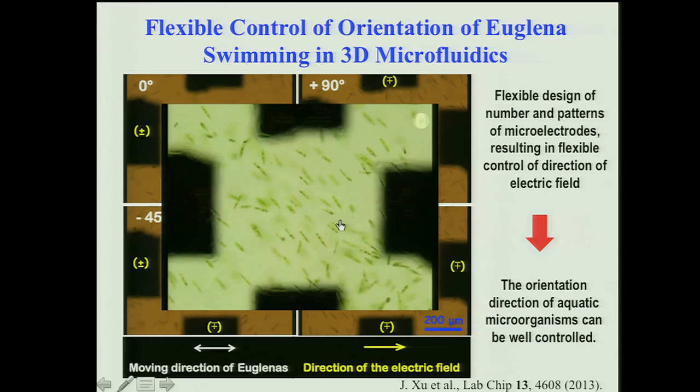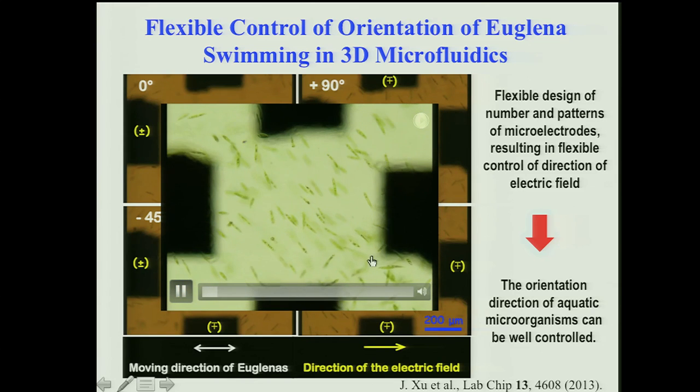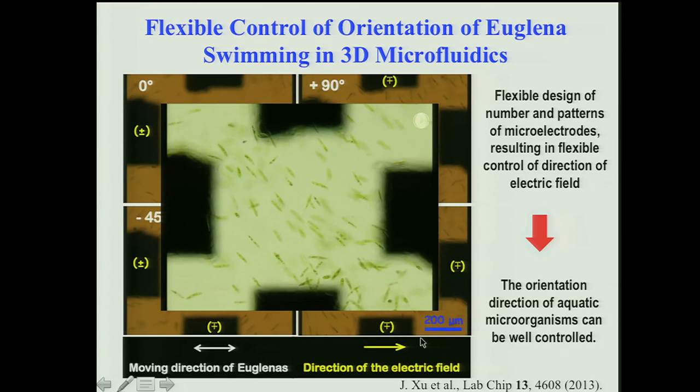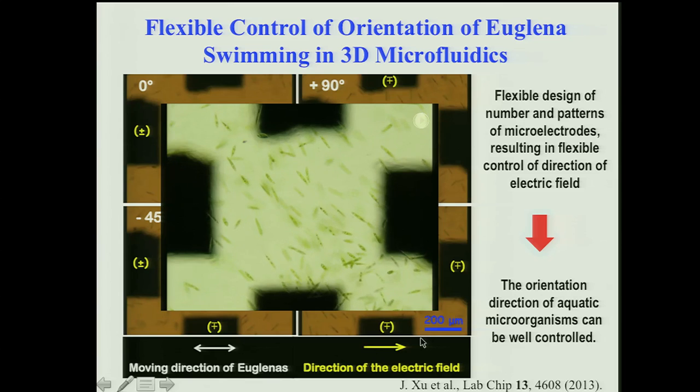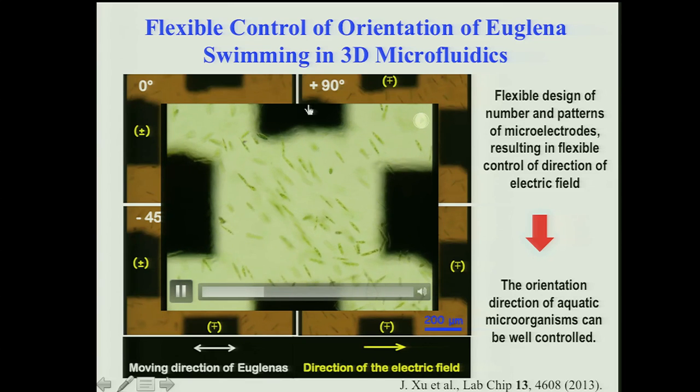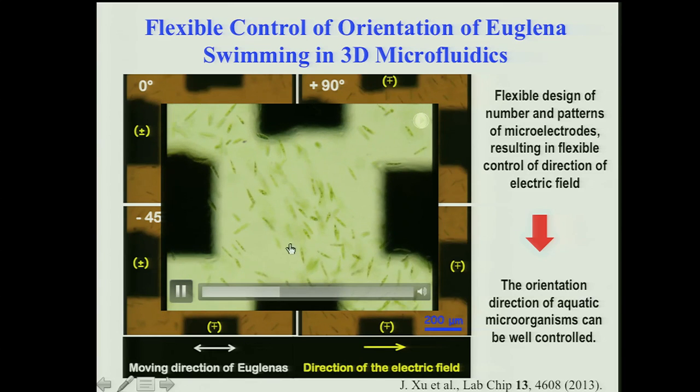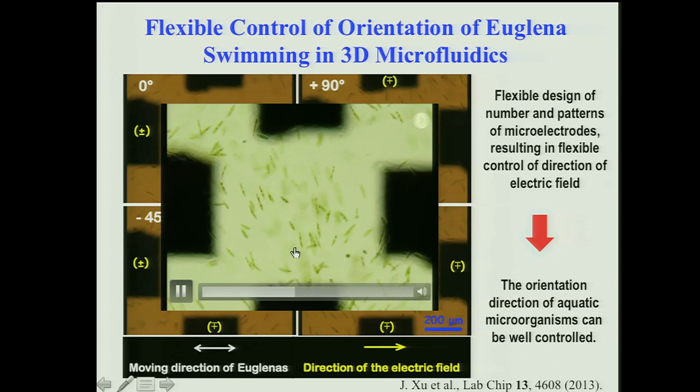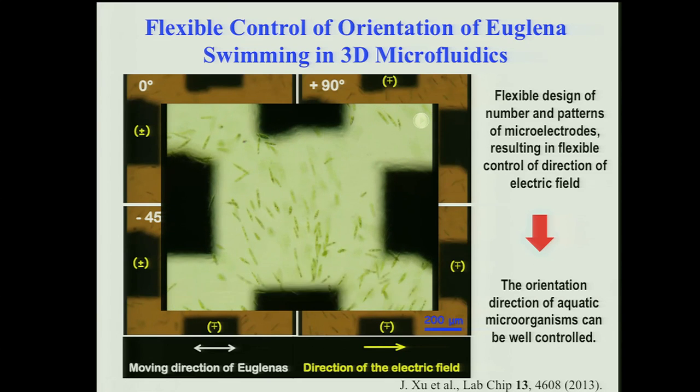Okay, so I show one movie. First, the electric field is applied to this direction. Then the Euglena is swimming along the electric field direction. And now the electric field direction is changed to this direction. Then the swimming direction is also changed accordingly.